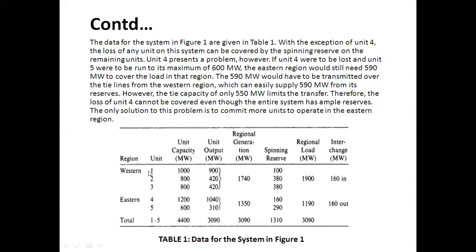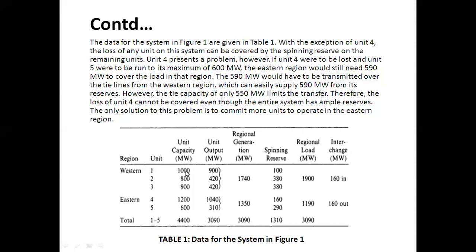So there are five units, and the total capacity of the five units is 4400 megawatt. Now we have to meet the load demand of 3090 megawatt. The unit output capacity in megawatt for unit 1 is 900, unit 2 is 420, unit 3 is 420, unit 4 is 1040, and unit 5 is 310.